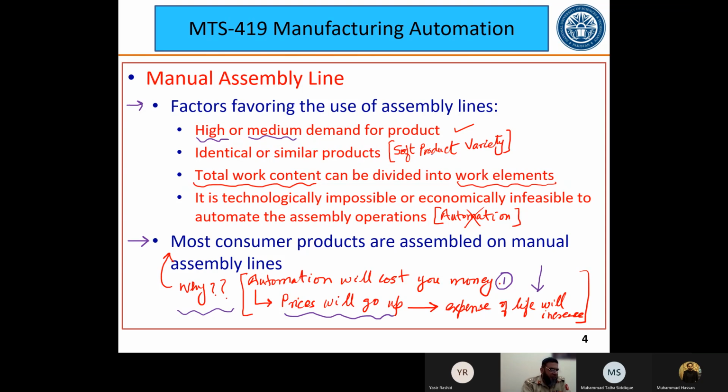So this is soft product variety. We are talking about soft product variety, in which identical or similar products are being used. Then the total work content can be divided into work elements. This is what we are going to do: we will have a total work content which will be carried out on the assembly line, and that can be divided into work elements.